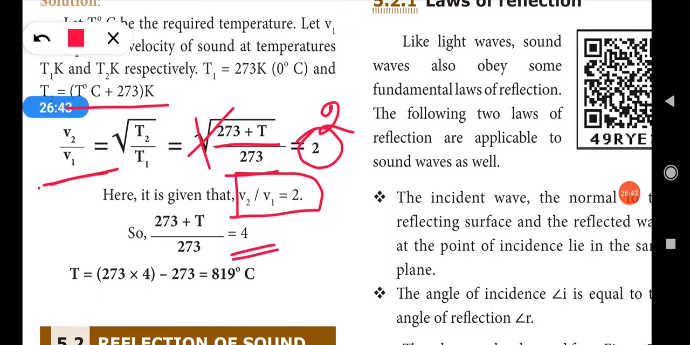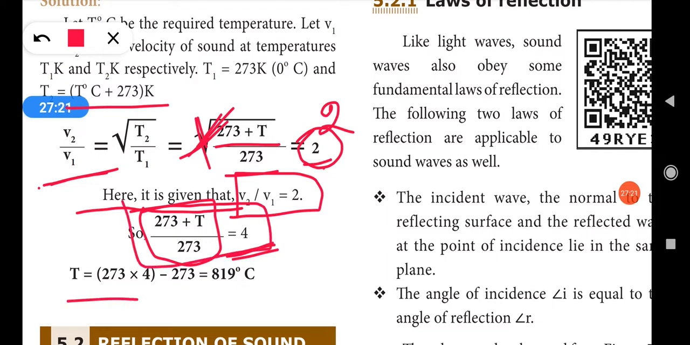Please note how all of this came. See, V2 divided by V1 is equal to 2. The value of V2 divided by V1 is root of 273 plus T divided by 273. To cancel this root, you have to square the 2. 2 square is equal to 4. So the root is cancelled. Here they have written 273 plus T divided by 273 is equal to 4. If you solve, rearranging this equation for T, you can get this equation.